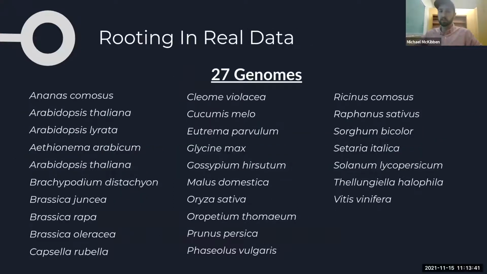To start answering these questions, I used 27 genomes and ran MCScanX, a software for identifying syntenic blocks, on all of them and began answering my questions.